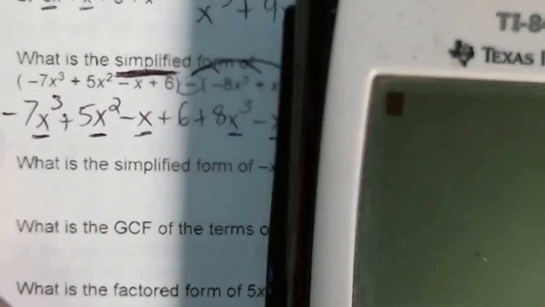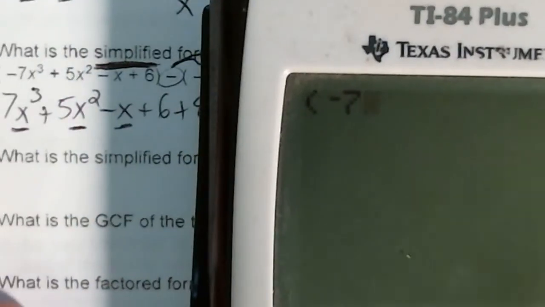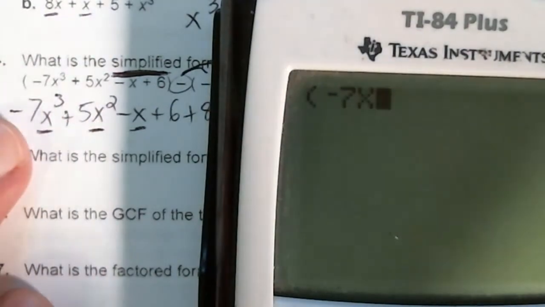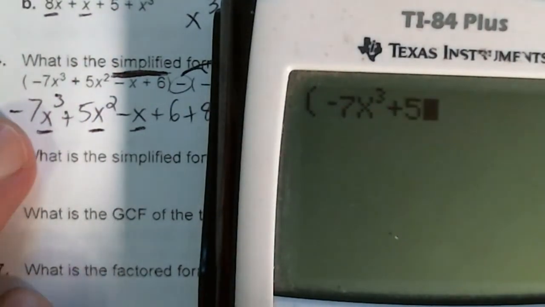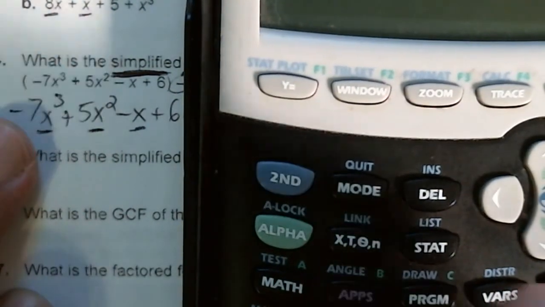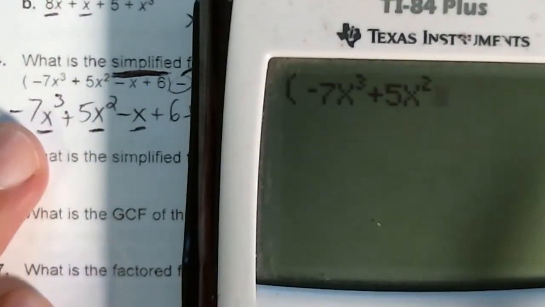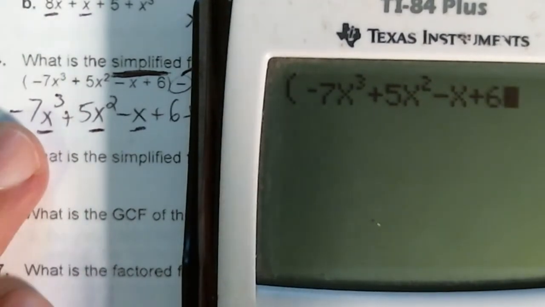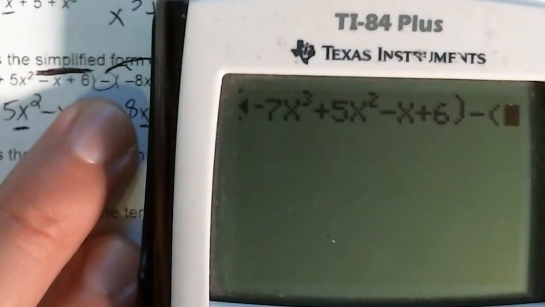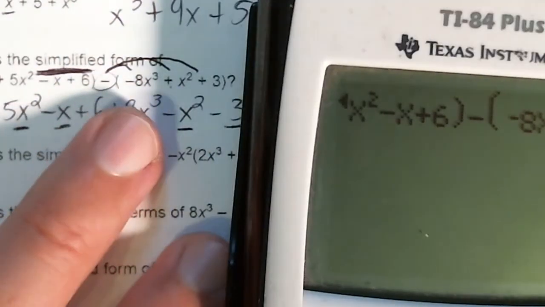15, 20 minutes to go. Okay, so parentheses, -7. Make sure you can see this. Zoom back out a little bit so you can see it on the calculator. -7x raised to the third, drop the cursor, plus 5. Now, when I press the X button, guys, I mentioned this on another video, you don't have to press alpha X. There's the X right there. That'll save you a couple of milliseconds. 5x squared minus x plus 6, close the parentheses, minus this other polynomial, minus the second one, minus -8x raised to the third plus x squared plus 3.